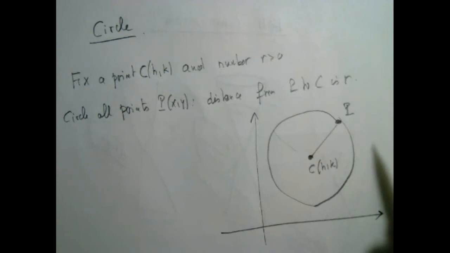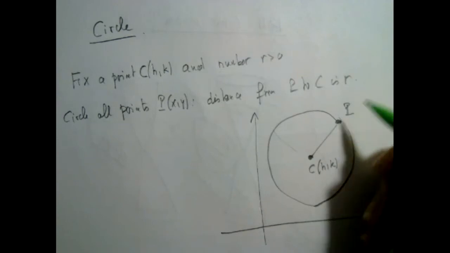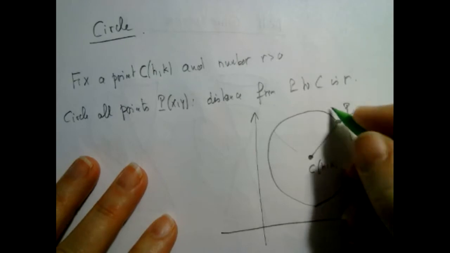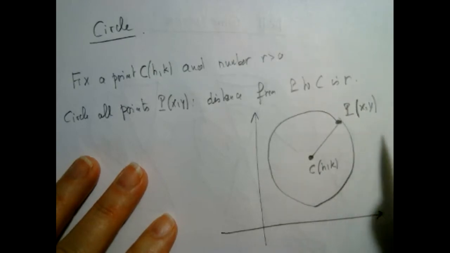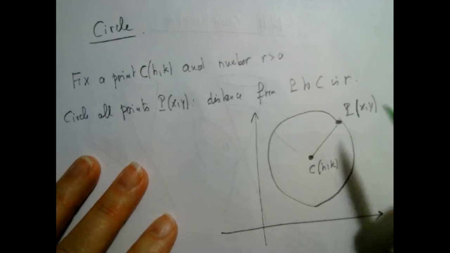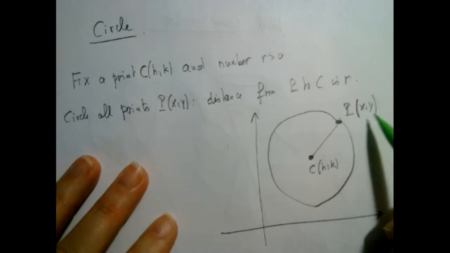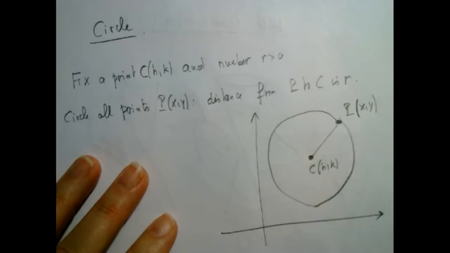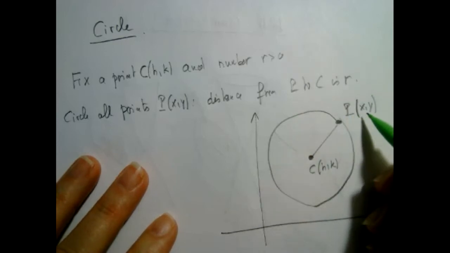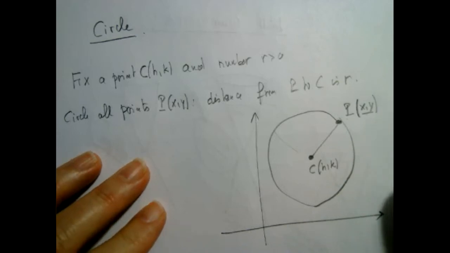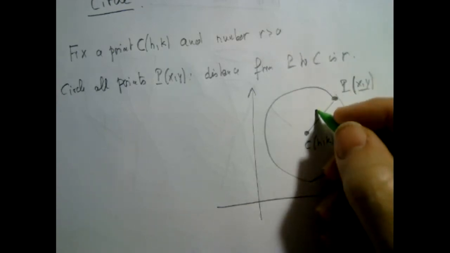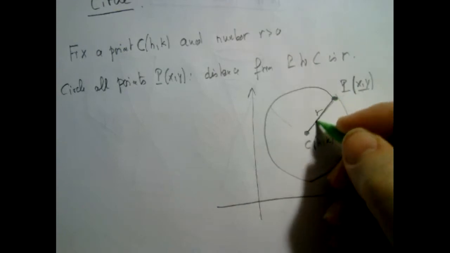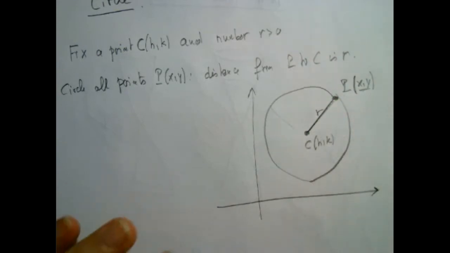What does it mean, the equation of something? Equation of a circle means if you take any point on the circle, this point has coordinates x and y. Finding the equation means finding the relation that exists between x and y. What's the relationship between x and y? To find it, we ask what characterizes this point. For a point on the circle, what characterizes it is that the distance from here to here is equal to r.